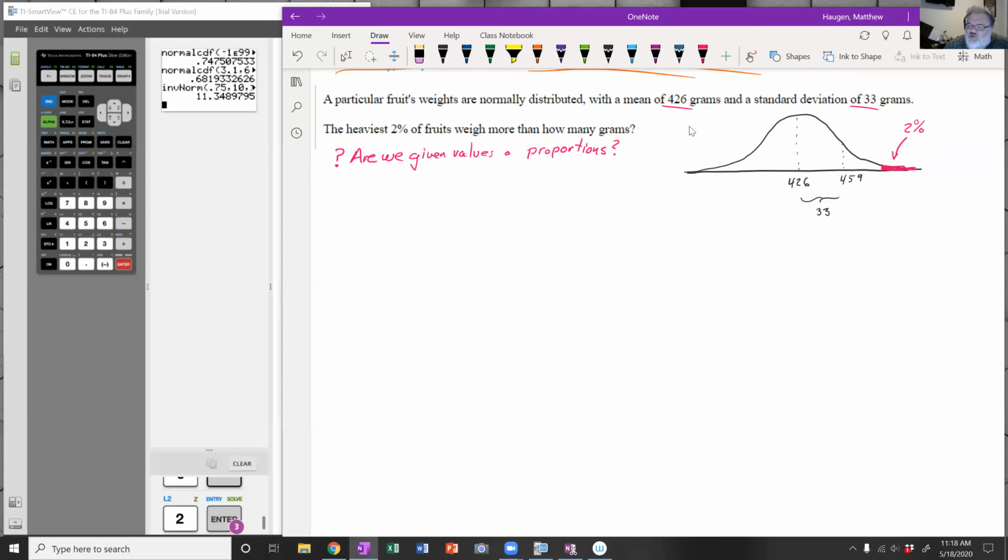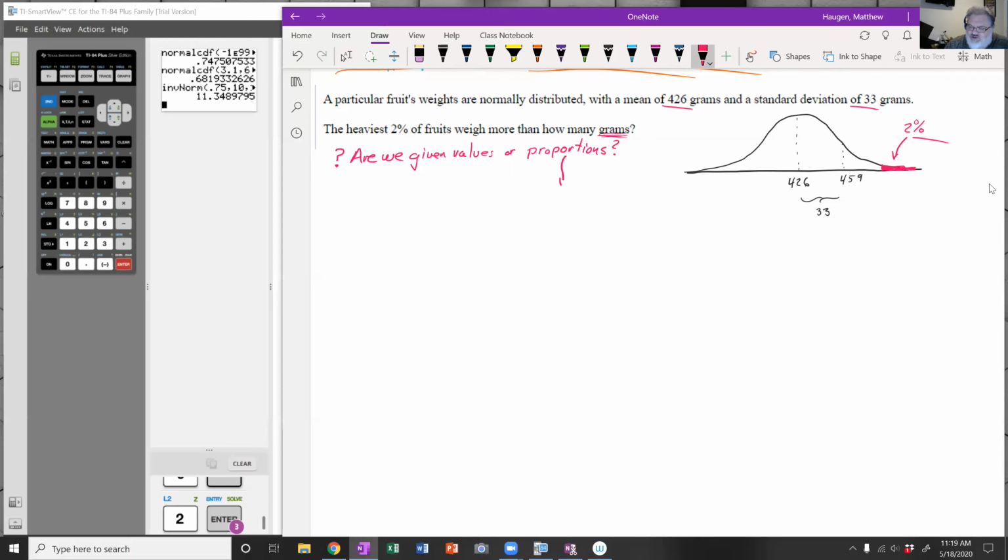Have we been given values or have we been given a proportion? Given a proportion, asking for a value. They gave us this 2%. We're asked for how many grams. We're asked for a value of weight in grams, given that the proportion of fruit above that will be 2%. So here we've been given a proportion.